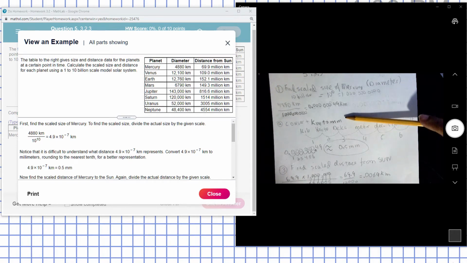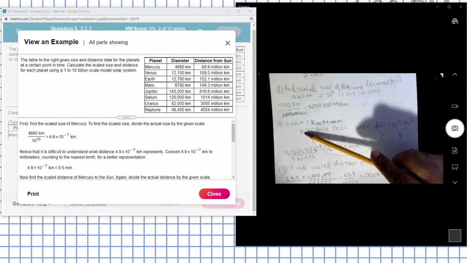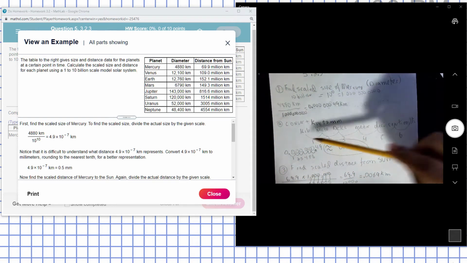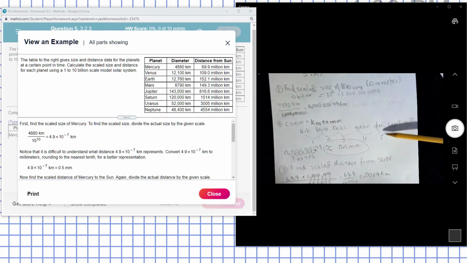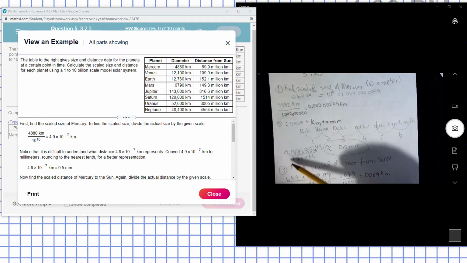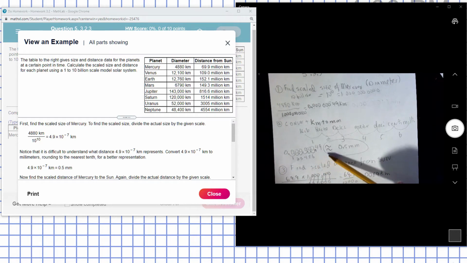So when I'm converting it to millimeters, I can just shift the decimal point. So how many jumps does it take to get from kilometers to millimeters? 1, 2, 3, 4, 5, 6. So I shift my decimal point the same number of places. 1, 2, 3, 4, 5, 6. So I end up with 0.49 millimeters, or round it to 0.5 millimeters there. So that is the scale diameter.